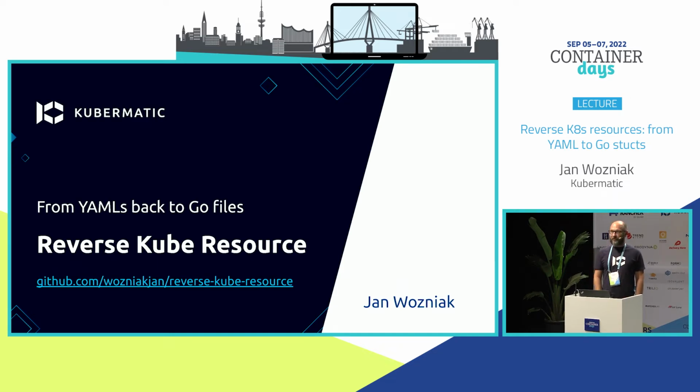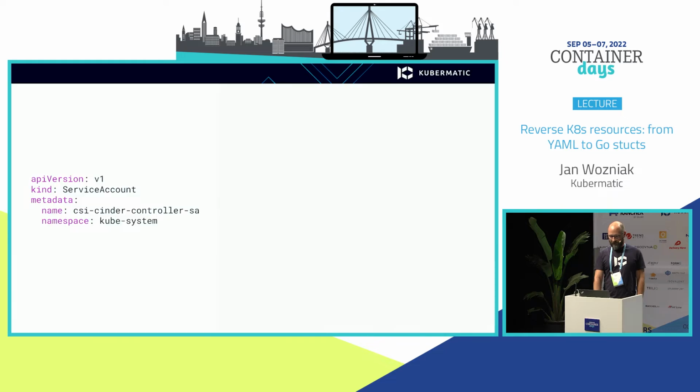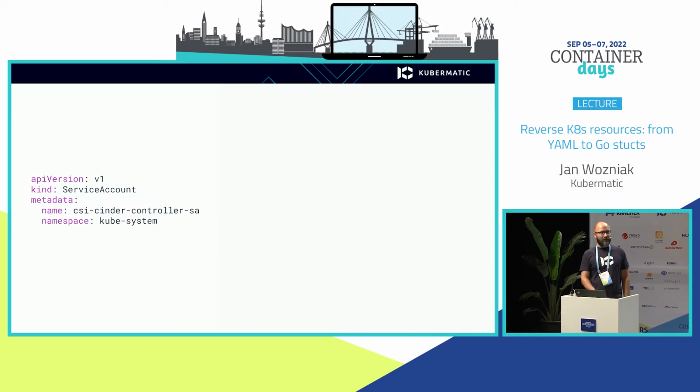Let me give you a little introduction into a little CLI tool that I wrote some time ago. It's called Reverse Kube Resource. It's a little esoteric, geeky kind of a thing. On the input, it takes a service account, in this case, but it could be any Kubernetes resource.